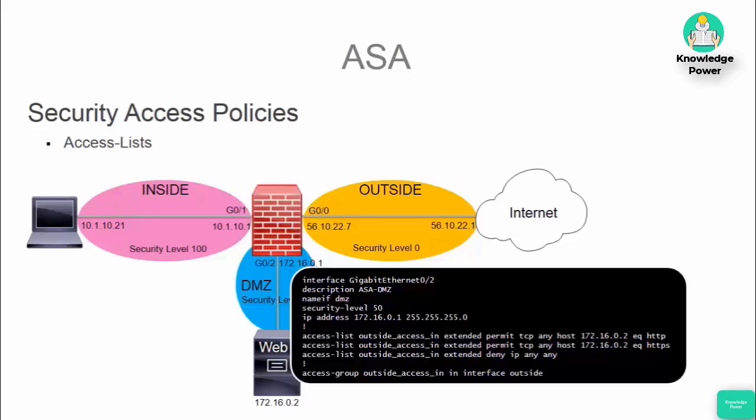So here in our access list example, we have our access list entries that say what is permitted or denied in the access list. And then to actually apply the access list, we assign it to a zone with the access group command. Now we'll go to the lab ASA and apply these configurations.